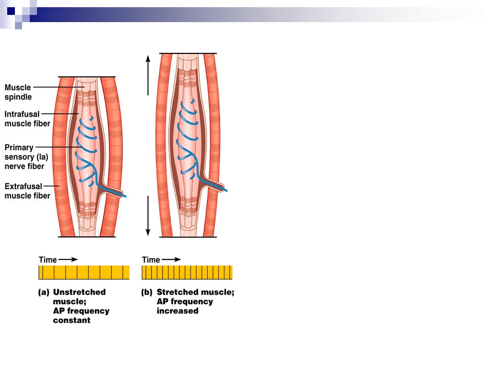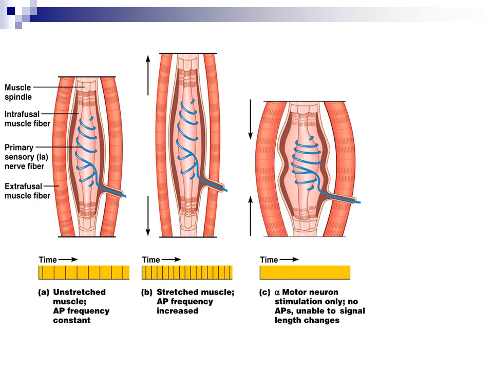However, what happens when the opposite occurs? What happens when the muscle contracts, when it shortens? In this image, we can see that if only the extrafusal muscle fibers, the typical striated skeletal muscle cells, are stimulated to contract by the alpha motor neurons, then the intrafusal fibers inside of the muscle spindle become scrunched up.